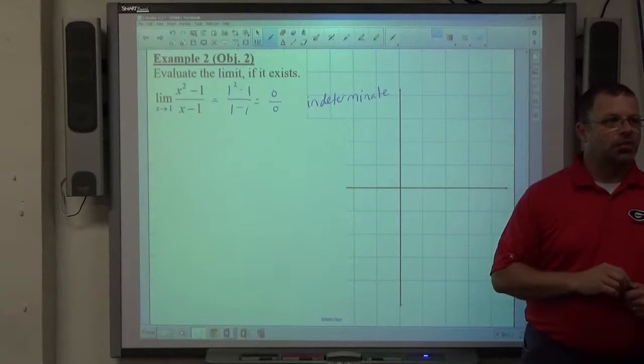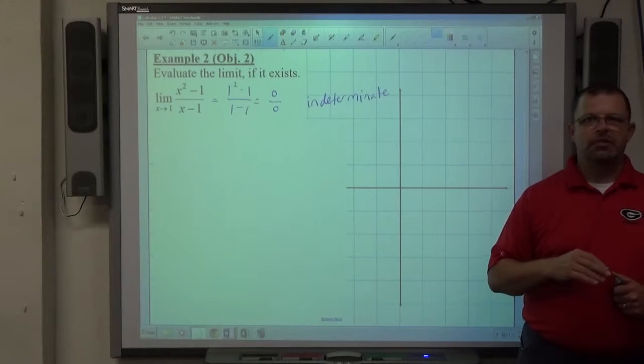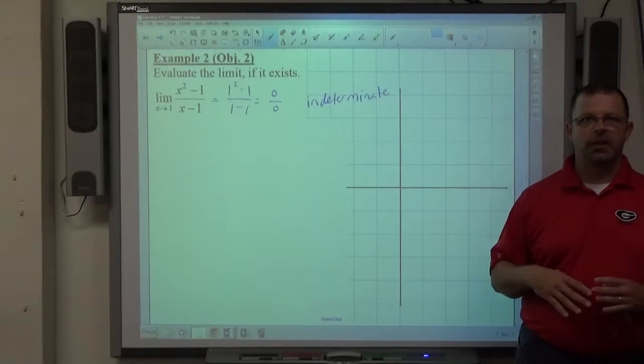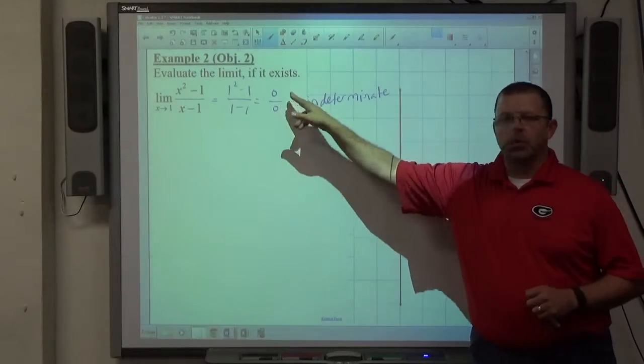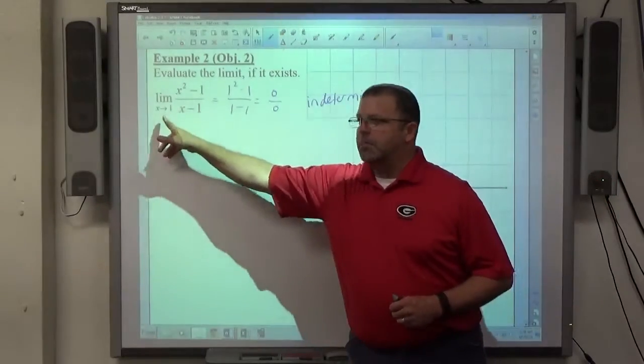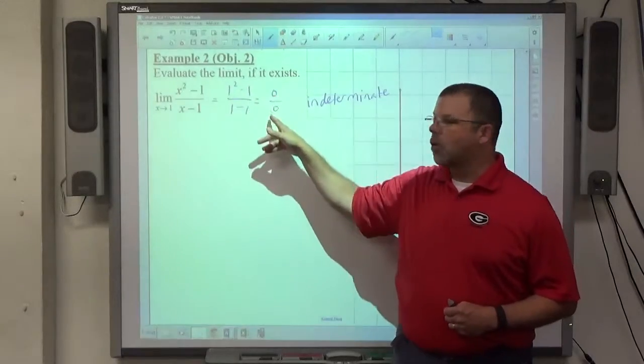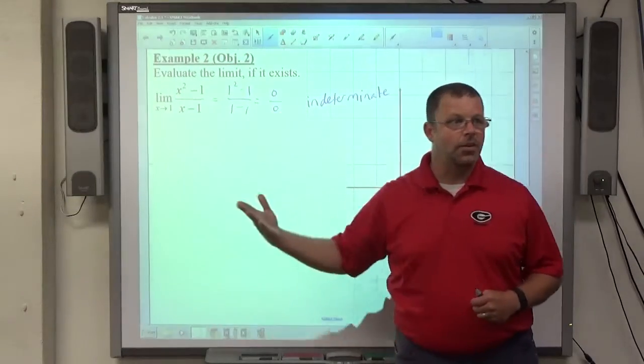Indeterminate means it might equal something, but we don't know what it equals. Undefined means it doesn't equal anything. It goes to infinity or negative infinity. But this could possibly equal something. So, again, first step, put your number in, see what you get. If you get 0 over 0, it's indeterminate.